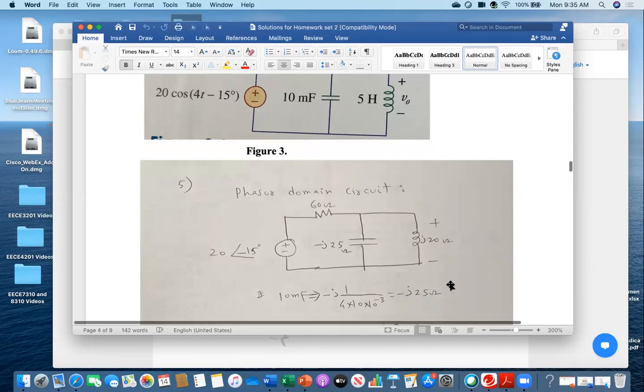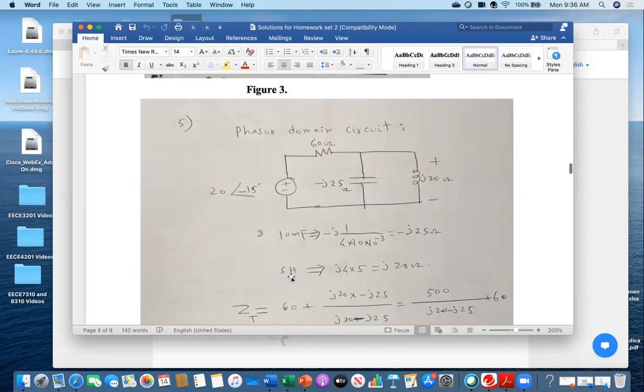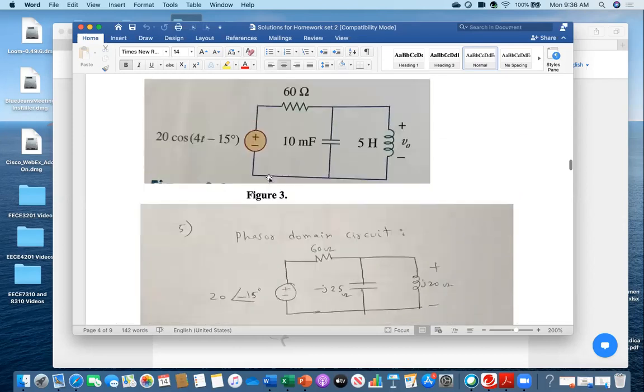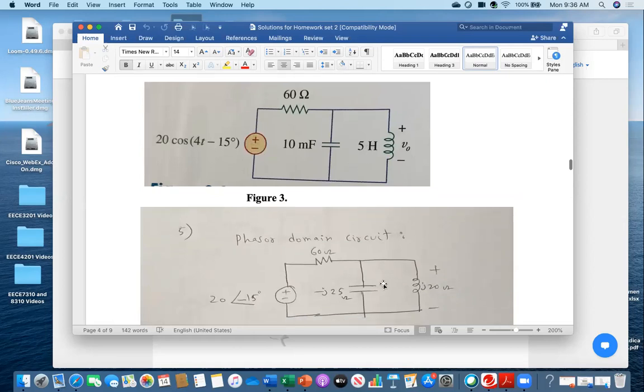Now convert this one, sorry, this one, 5 Henry. So for 5 Henry, it is j omega L, you know. So j omega 4, this L is 4. So j20. So that's why that j20 is placed here and minus j25 is placed here. So this is the phasor domain circuit. Therefore, when the circuit is in the time domain, the very first task you have to do is convert into phasor domain. That is the very first step that I did.